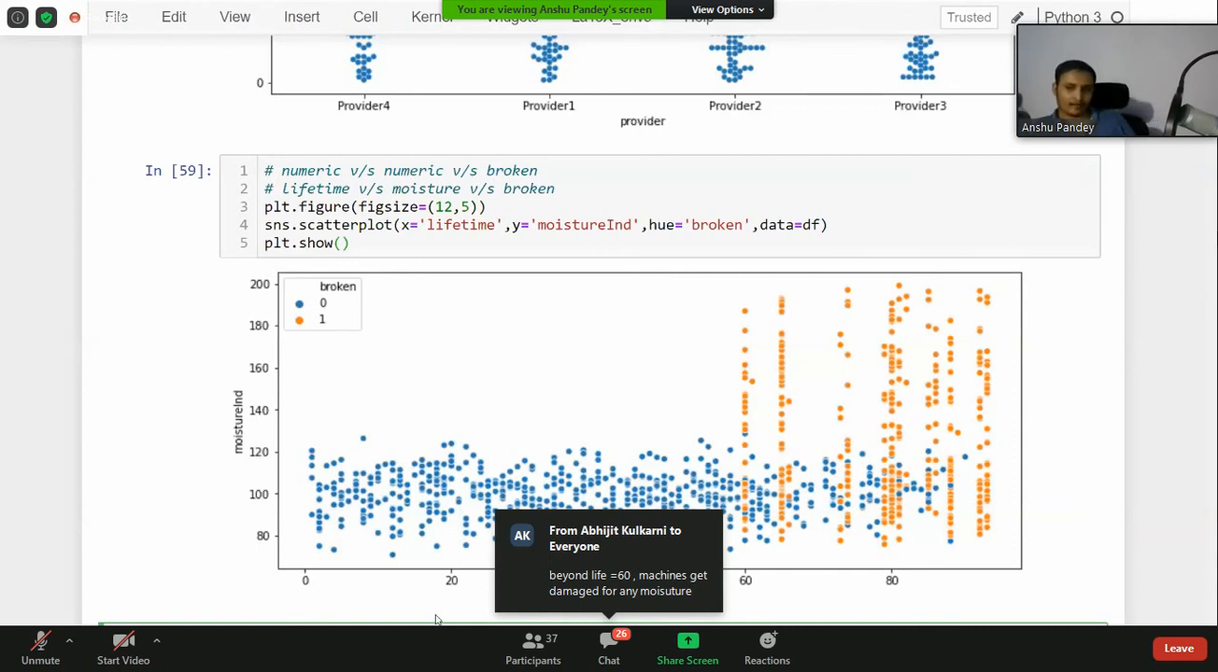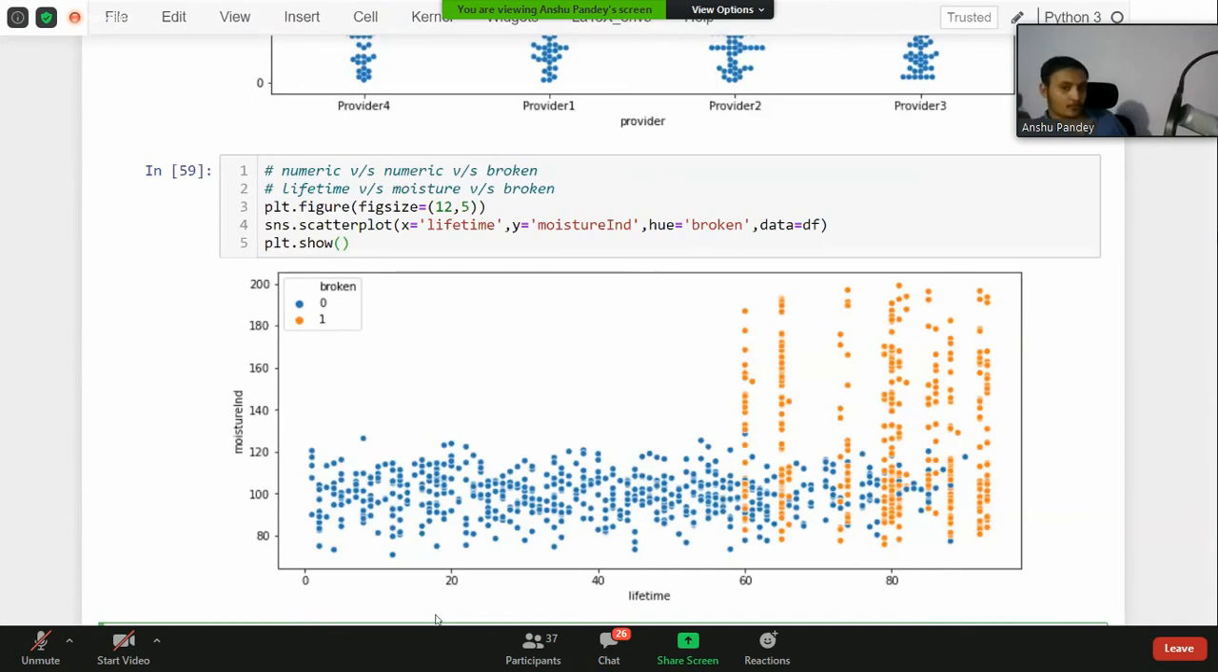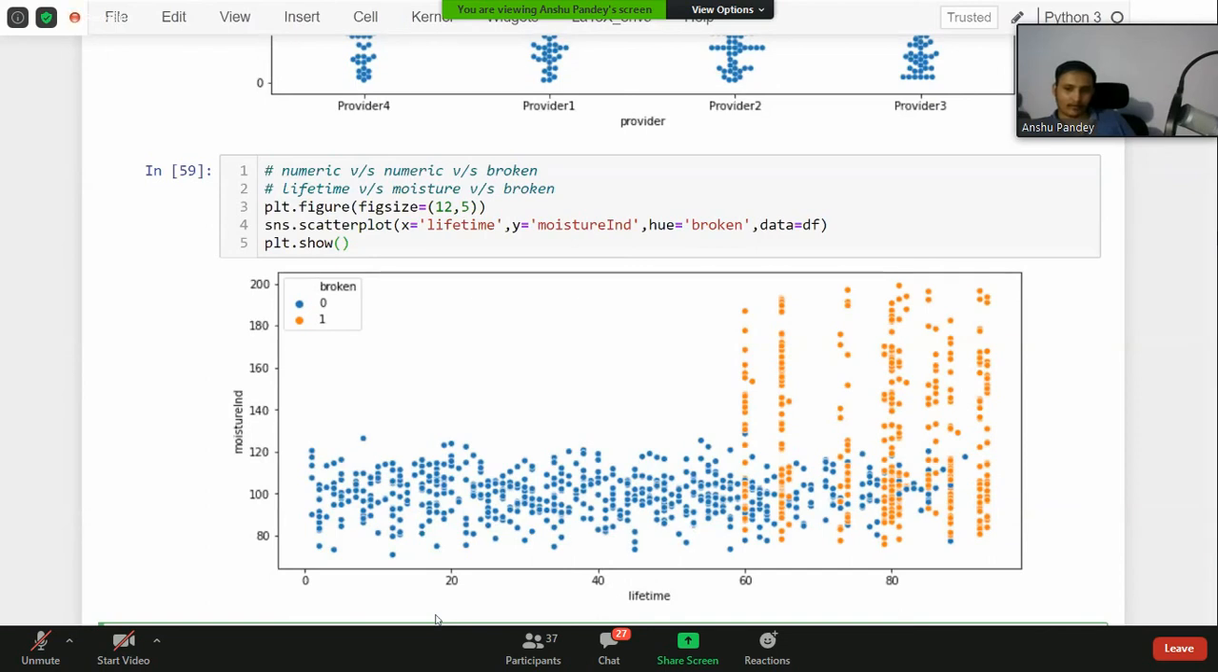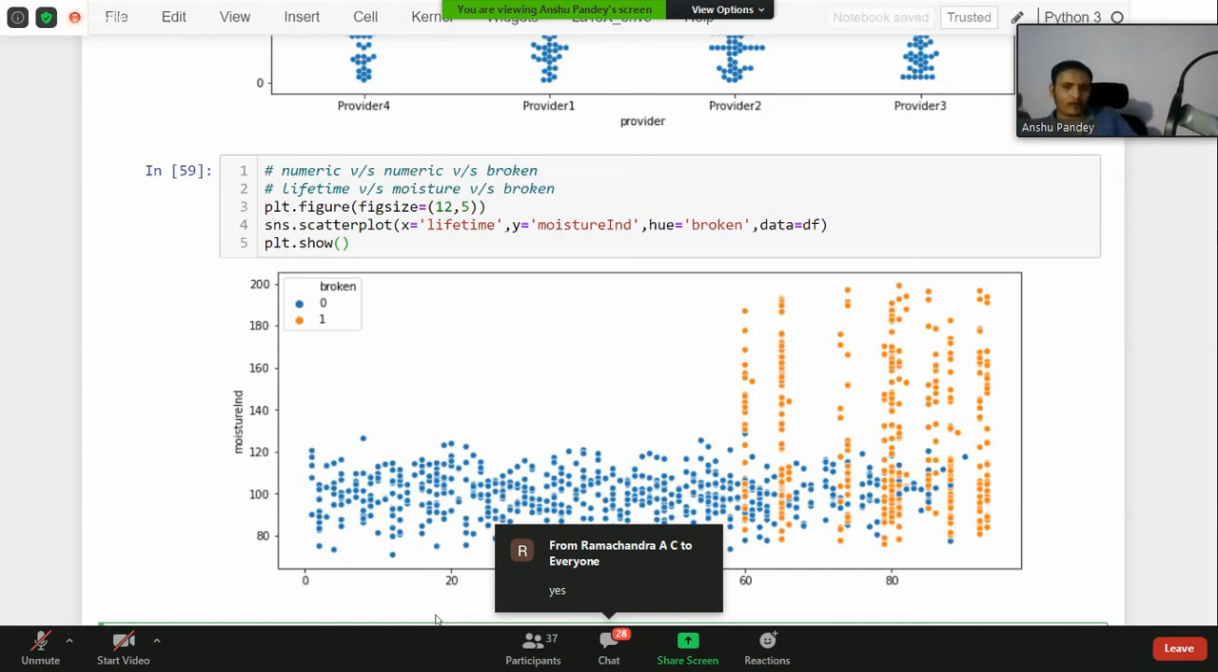And then any other pattern with respect to moisture, you might find some. When you look at the moisture, maybe moisture more than 120 or maybe 130, machines producing moisture more than 120 or 130 are almost all getting damaged. I hope all of you agree with that point. So 120, 130 or 140 possibly. Beyond that, almost all the machines are getting damaged. So higher moisture producing machines and older machines are more likely to get damaged.